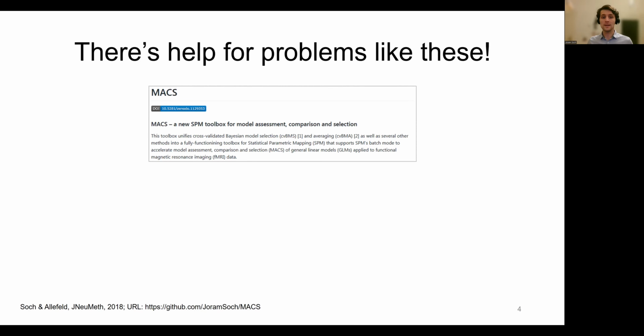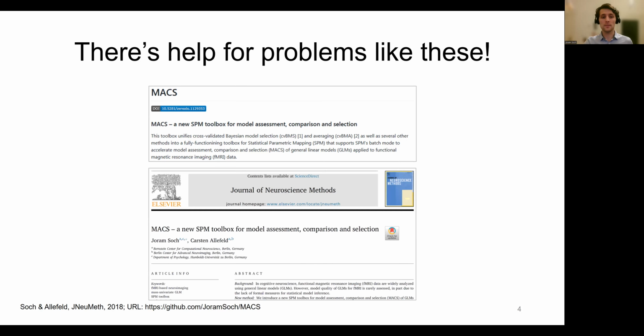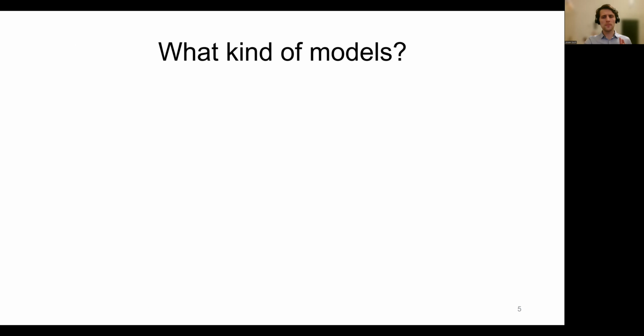But if you have ever thought something like this, don't worry, there's a solution, and the solution is called the MACS toolbox for model assessment, comparison, and selection, which is available from GitHub and about which we have also written a paper. So before we start, we should maybe ask what kind of models are we talking about when we say model assessment, comparison, and selection.